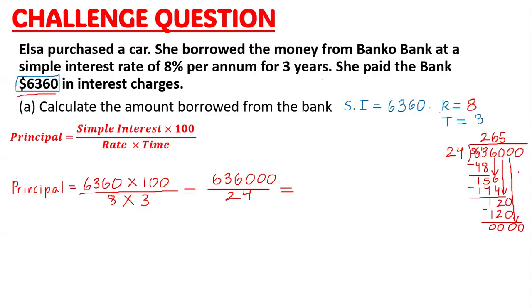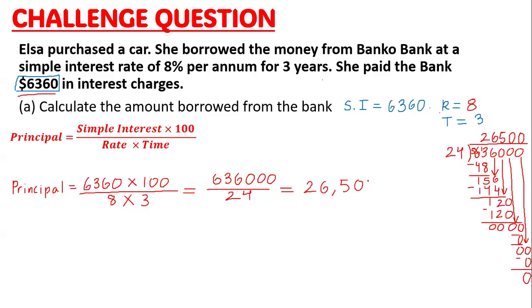How many times does 24 go into 0? 0 times, 0 minus 0. We bring down the 0. How many times does 24 go into 0? 0 times. 24 times 0 is 0. Minus 0. And so what we have here is it's going to be equal to 26,500. This is the initial amount. This is the amount borrowed.